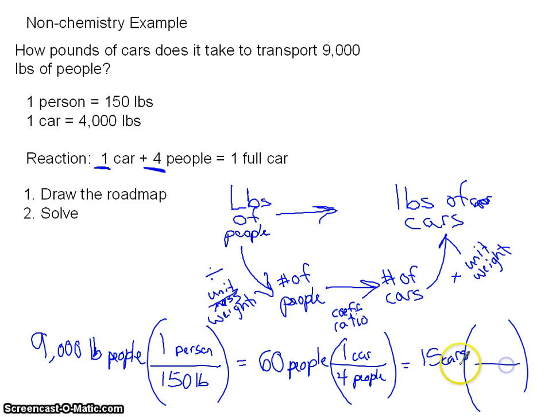And then if I take my 15 cars and I want to know how many pounds of cars, it is 4,000 pounds per every one car. So I find out I need 60,000 pounds of car. Okay, so that's an example. This is exactly what we're going to be doing in stoichiometry, only we're going to be using not people and cars, but chemicals.